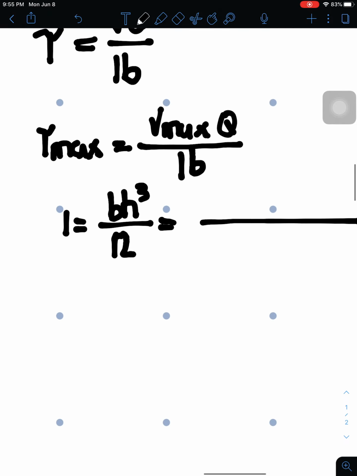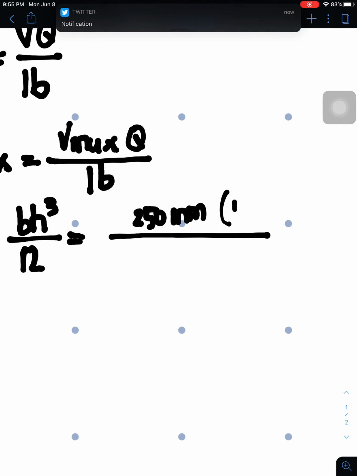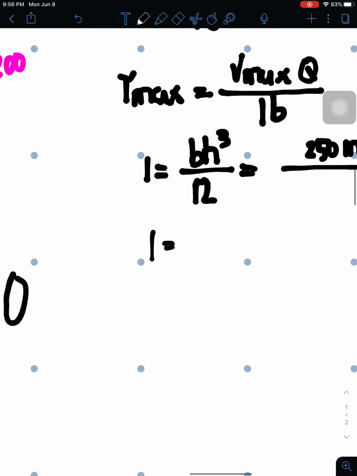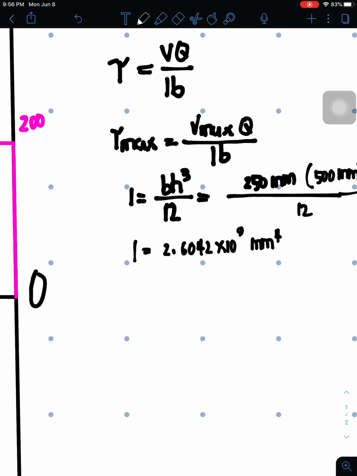So let us continue. The base is 250 millimeters with the height equal to 500. So that's 500 millimeters cubed over 12. So we can get now the moment of inertia. So here that's 250 times 500 cubed divided by 12. So the answer is 2.6042 times 10 to the 9th mm to the 4th power. So that is our I.